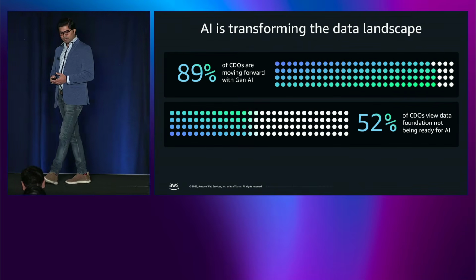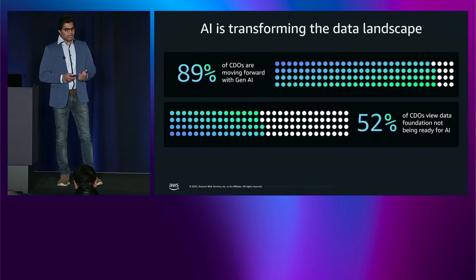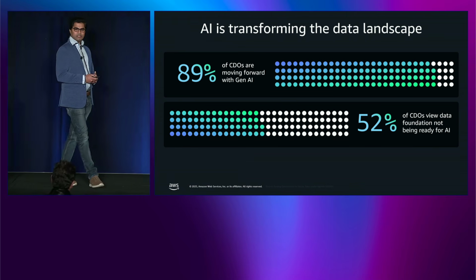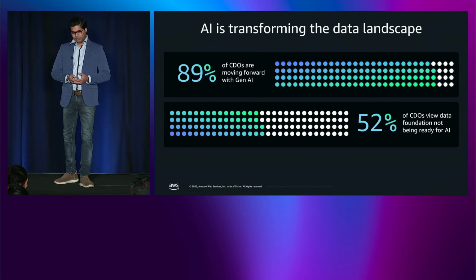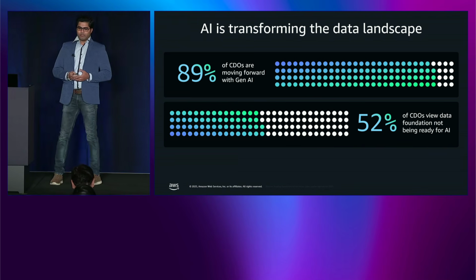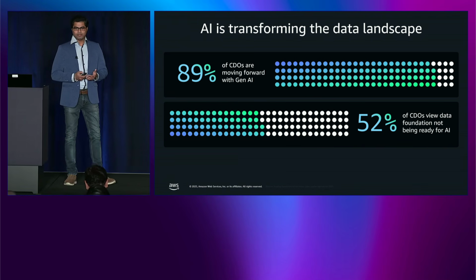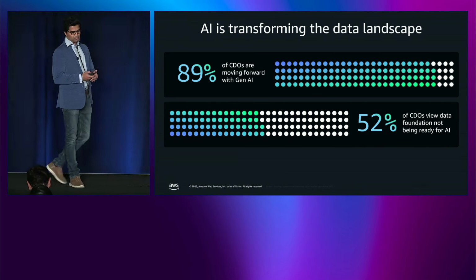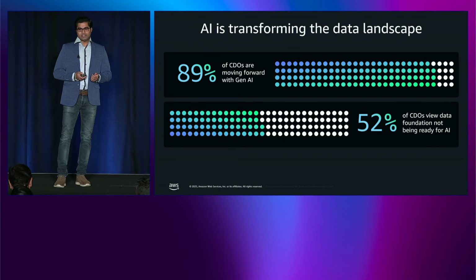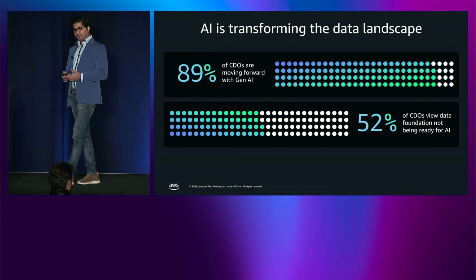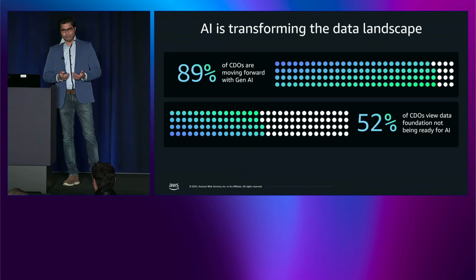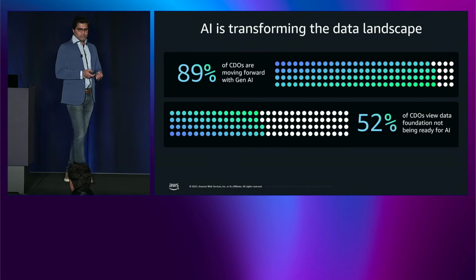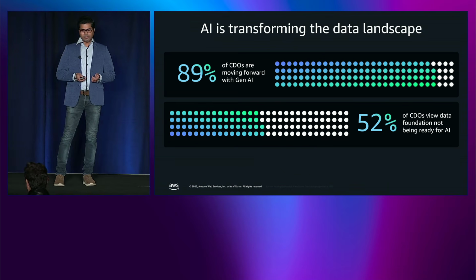So as per Harvard Business Review, 89% of the CDOs are prioritizing generative AI initiatives in their organization. But more than half we interviewed, they feel the data foundation they have is not ready for AI yet. Now, what does that mean? It means as data practitioners of data analytics who wants to transform the AI landscape, we need to take a step back, have a fresh look at the foundational decision that underpin our AI strategy.